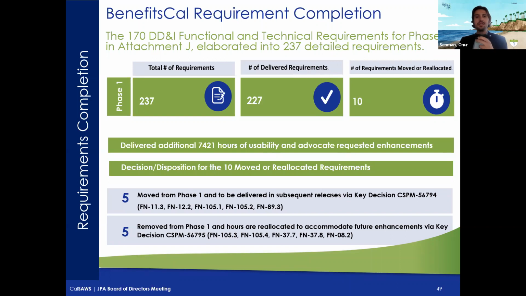So lastly, in addition to these 237 requirements delivered, the team also delivered 7,400 hours of usability and advocate-requested system improvements during the Release 1 timeline of the implementation. And with that, Rachel, I will be handing back to you for the summary slides.